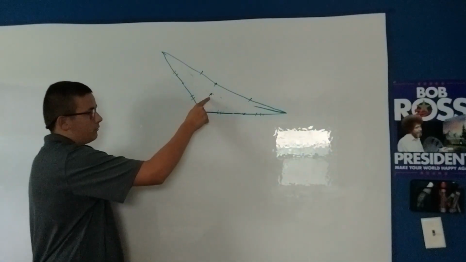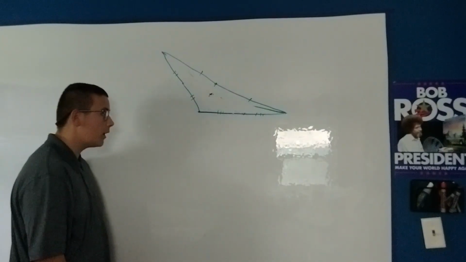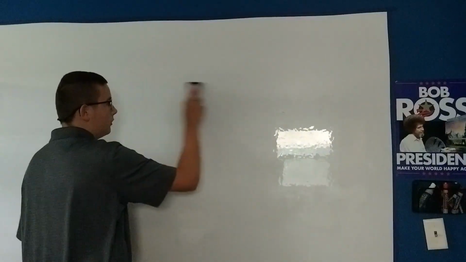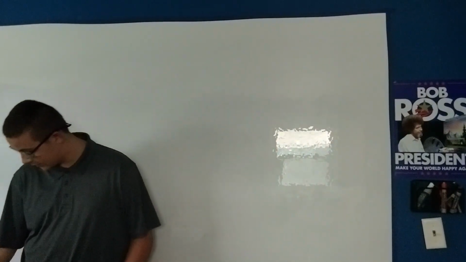But regardless, there is the centroid and the center of the triangle. And I suggest you go through and do those on your own too a couple times when trying to memorize all of this.